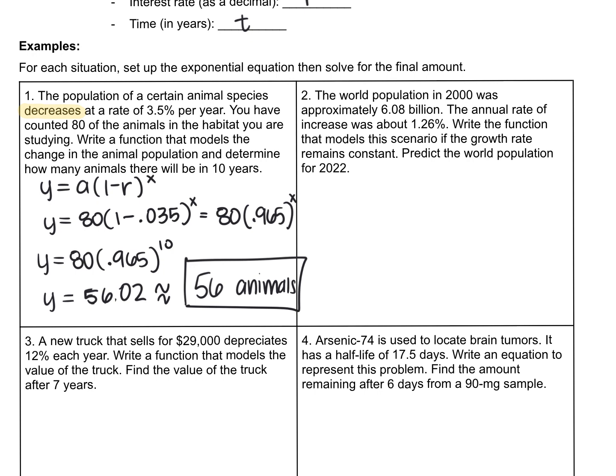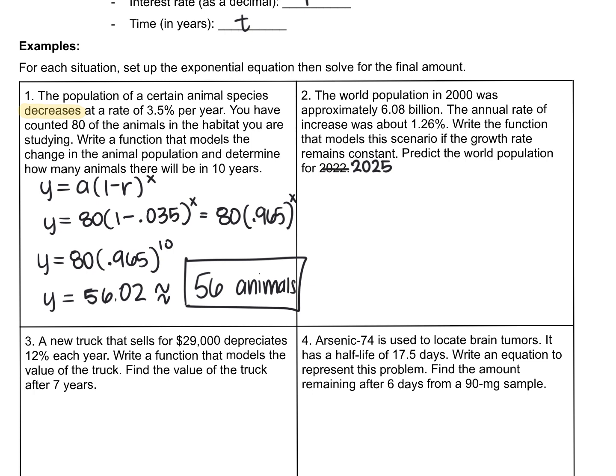Our second example says that the world population in 2000 was approximately 6.08 billion. The annual rate of increase was about 1.26%. Write the function that models this scenario if the growth rate remains constant. And then we're actually not going to predict the world population for 2022. We're going to predict it for 2025, since 2022 is in the past.